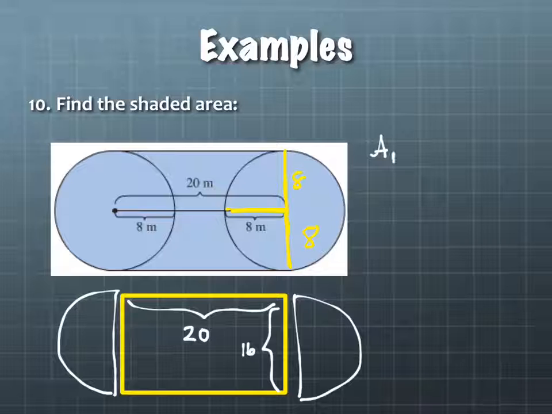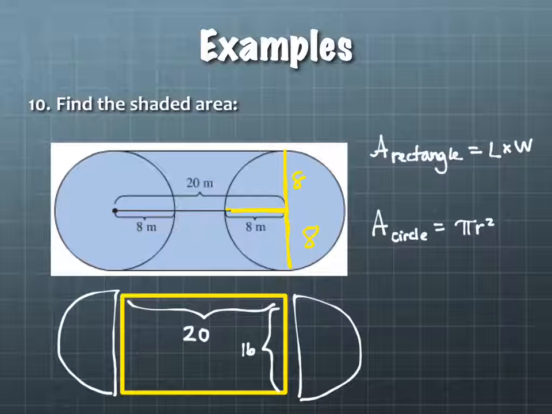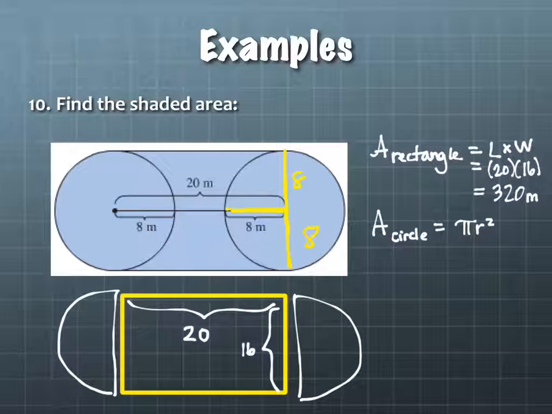Now let's take a look at finding the two area formulas. The area of our rectangle is length times width, and we've got both of those pieces. The area of our circle, I almost wrote sector, circle, is what? Pi r squared. Do we have all of those pieces? We do. So let's do the area of the rectangle first. What is the length? What is the width? 20 times 16, and what is that if we multiply them? 320 meters squared. Good. Square units because we're working with area.